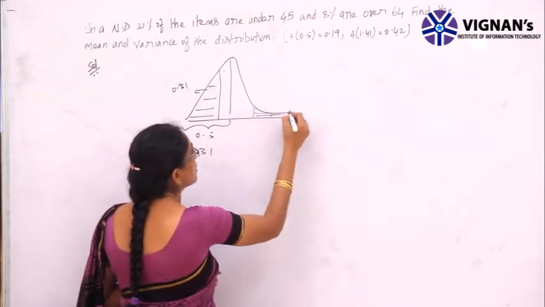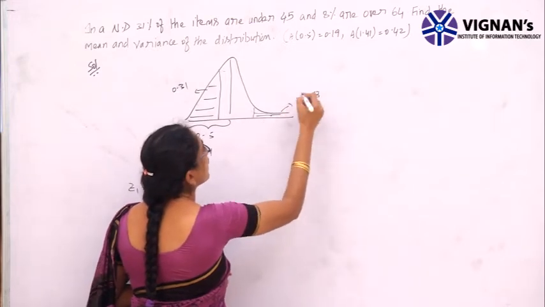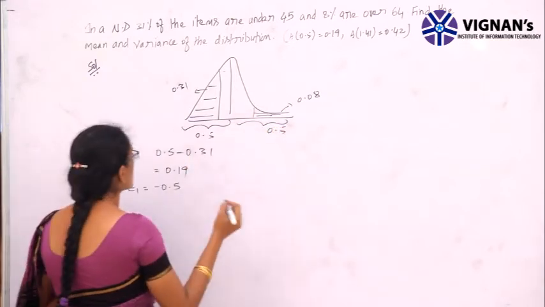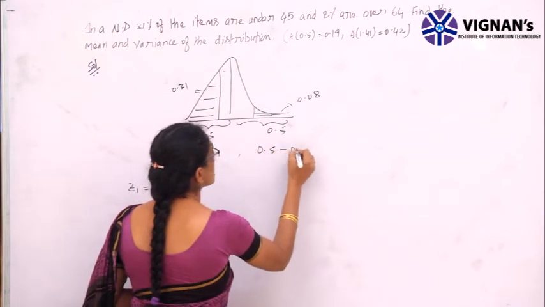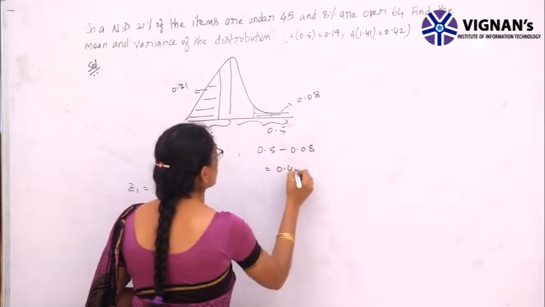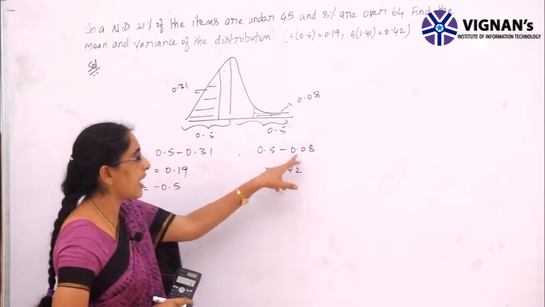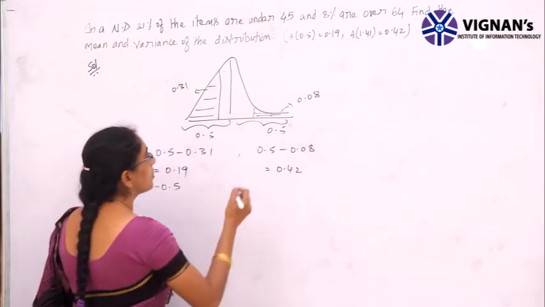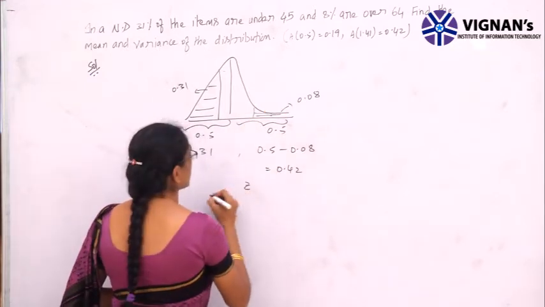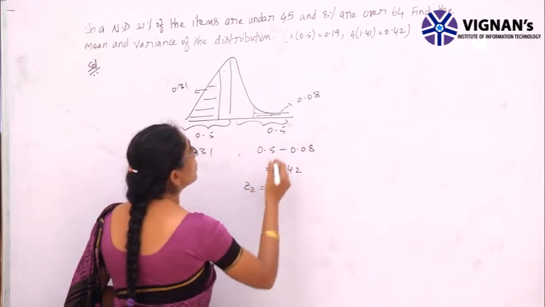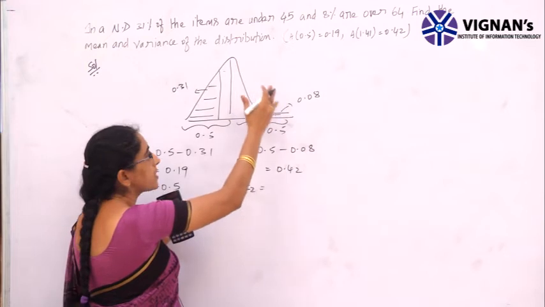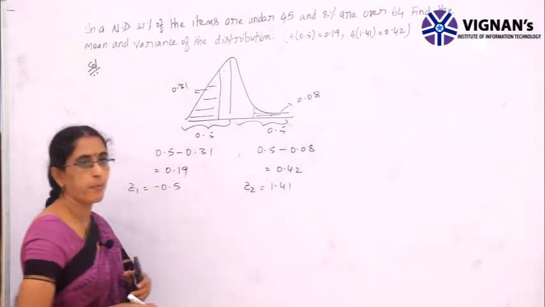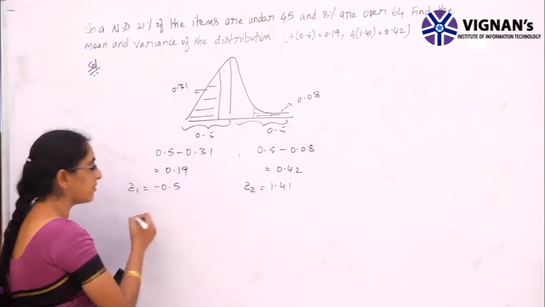Okay. Now second one is 8% are over 64. 8% means only this part here. Again this probability is 0.5 here. So 0.5 minus 0.08 is 0.42. Now, in the tables, identify where is 0.42, then find the ordinate for this. So here the ordinate is 1.41. That means Z2 equal to, so over means right side, so obviously this value will be greater than mu only. So plus 1.41.